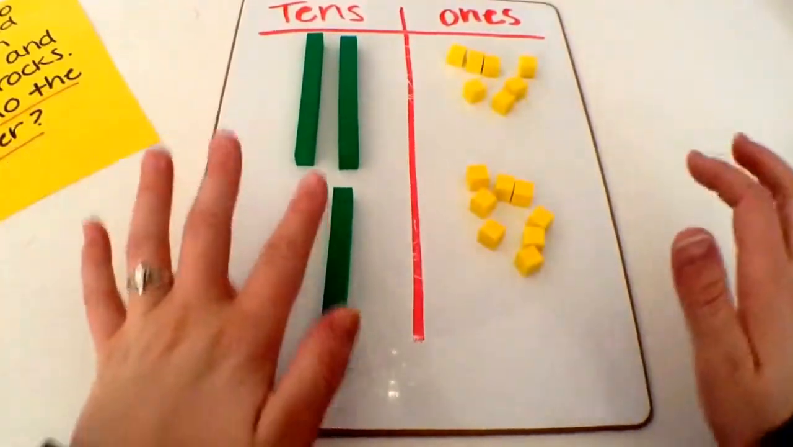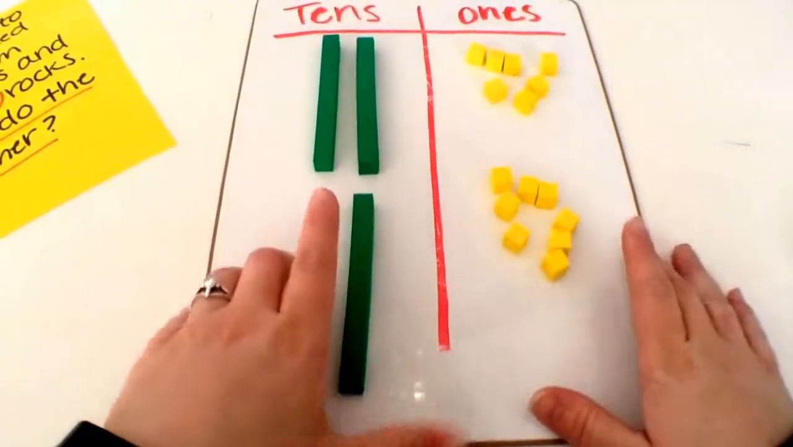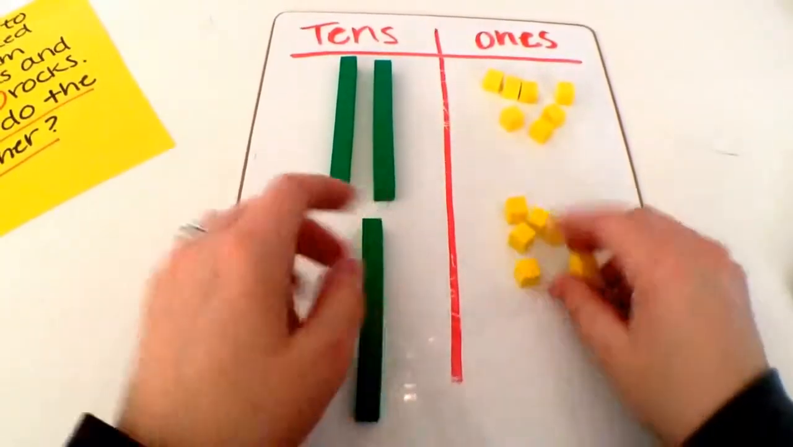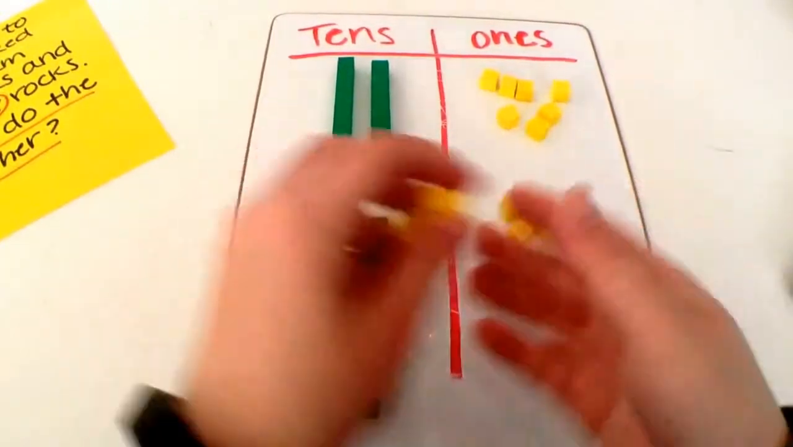Be sure that all of these are lined up in the correct column. You always want to be sure that your ones are in the ones column and your tens are in the tens column. You don't want anything over here like this. You always want it to be divided.